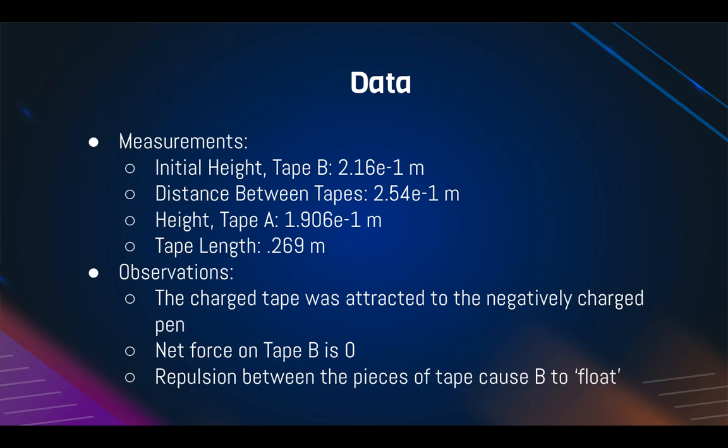Here are my measurements that I took. I recorded the initial height of tape B before I introduced tape A, and when I introduced tape A, the repulsion between the tapes caused the distance to increase between them. Some observations I made: the charged tape was attracted to the negatively charged pin, which meant the sign of the tape was positive. The net force on tape B is 0. Repulsion between the pieces of tape caused B to float.